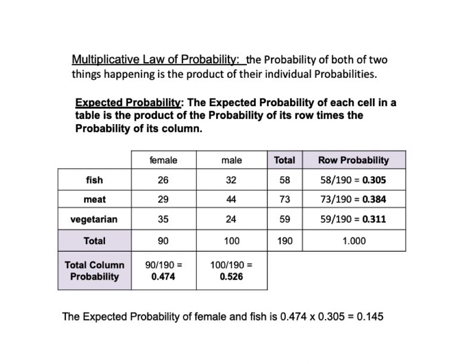The probability of fish equals the total count of fish choices divided by the count of all choices, that is 58 divided by 190. Note this is the probability of the fish row. It is shown at the right of the fish row. Therefore, the probability of a female who chose fish is the probability of a female, which is 0.474, times the probability of fish, which is 0.305. This gives us 0.145. This is our expected probability for female and fish. We'll enter this into the first table on the next slide and calculate the other numbers in a similar fashion.